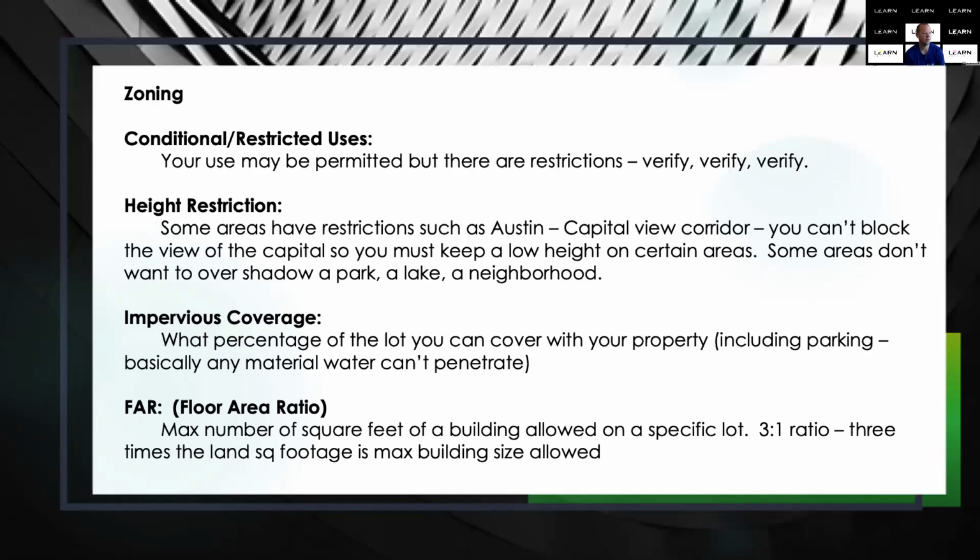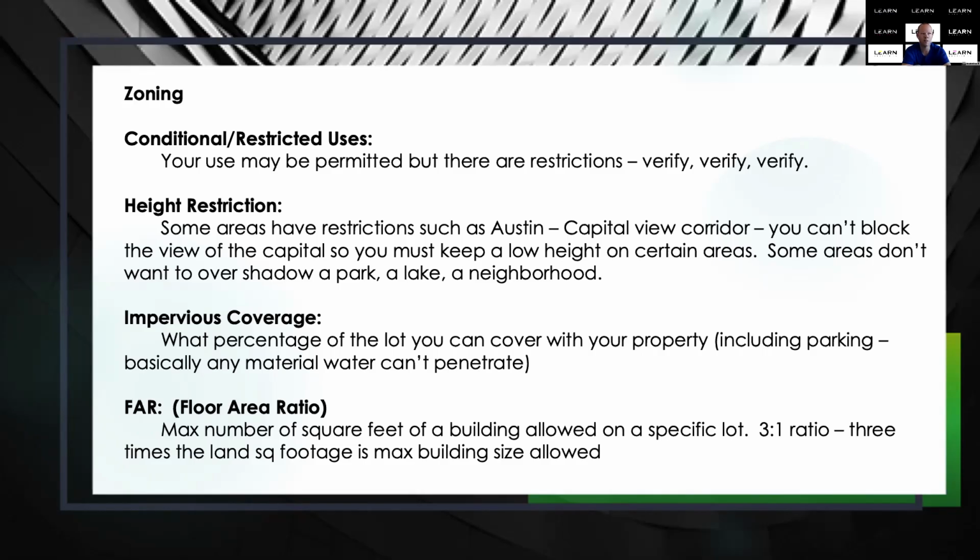Impervious coverage. That means what percentage of the lot you can cover with your property, including parking. Basically, any material water can't penetrate. Luckily, in CBDs, it's mainly, I'd say, 90 to 100% impervious coverage. So you can build parking underground and go vertical fairly easily.